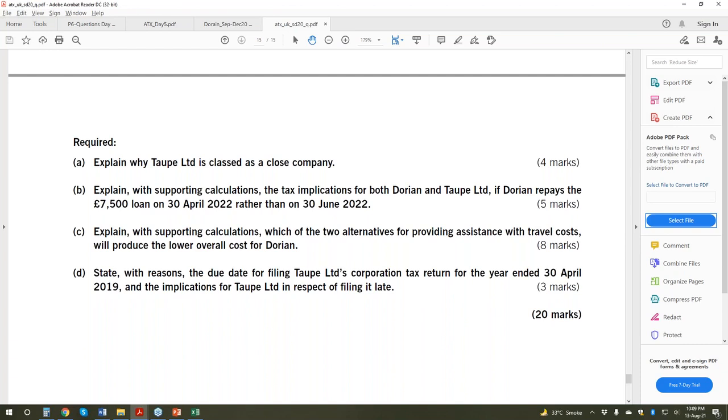Now, part D: state with reasons the due date for filing T Limited's corporation tax return for the year ended 30th April 2019 and the implications for T Limited in respect of filing it late. Again, what do we have to do first? We first have to figure out the actual date by which the return should have been filed, as their year end is 30th April 2019. So guys, tell me in the question section, what is the deadline of submitting the return? After reading the question, we'll learn how late they have filed, and according to that, we can let them know the penalty for that. So please answer me in the question section: what should be the correct deadline?